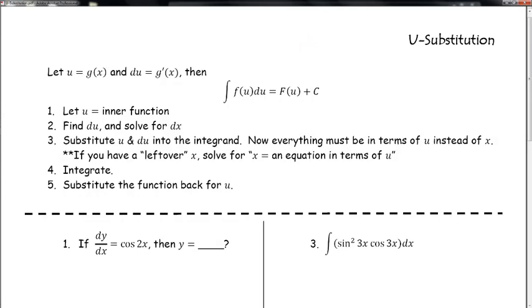I'll show you what I mean. So after that, everything needs to be in terms of u. If you have a leftover x, you need to solve for x as some sort of equation in terms of u. Go ahead and take the antiderivative, and then we're going to substitute the function of x back in for u. So let me show you several examples of what I'm talking about.